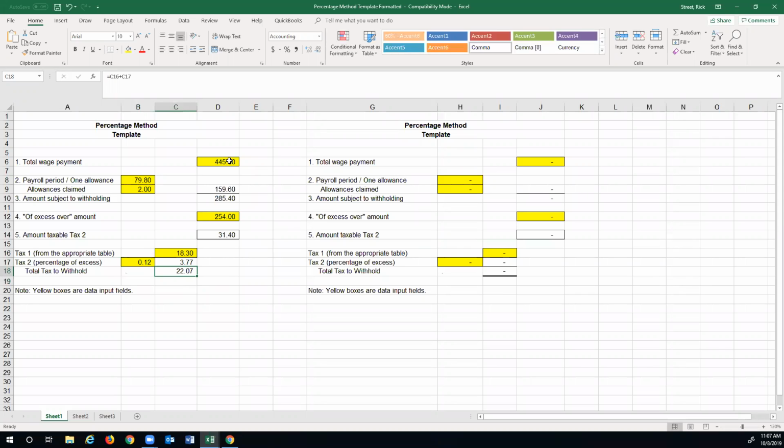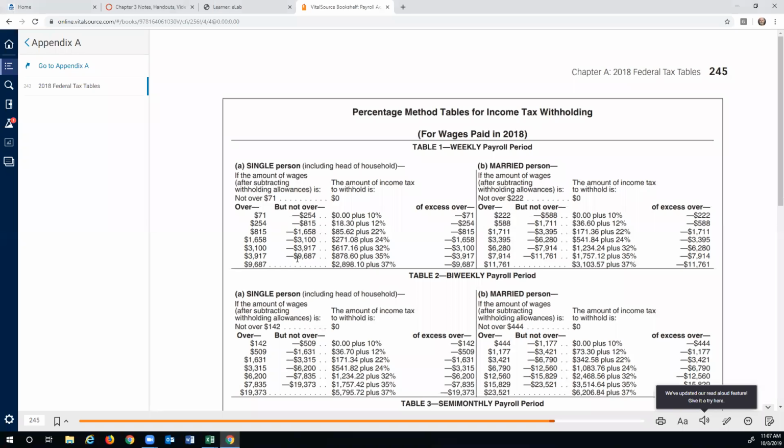So again, gross wage $445, which is also the taxable wage. Since it's weekly, we have one allowance given by the federal government that will not be taxable, $79.80 times 2 is $159.60, leaving us an amount that we are going to find the tax on, which is $285.40, and then we begin to calculate. In this case, the difference between $285.40 and $254 is $31.40. That is what's being charged: $18.30 plus $31.40 times the 12% equals $22.07. So let's fill in our answer and let's do one more.